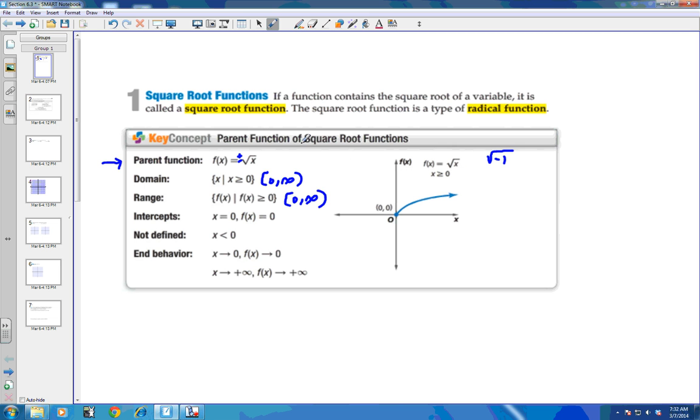Okay, and then it describes its end behavior. As x goes to 0, f of x, or y, goes to 0. As x goes to positive infinity, so as I go to the right-hand side of my graph, f of x, or y, goes to positive infinity. So this gets higher and higher and higher as I go. Okay, so that's what our parent function of the square root of x looks like.